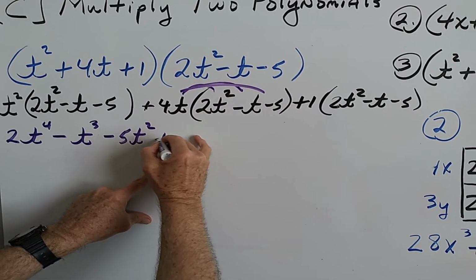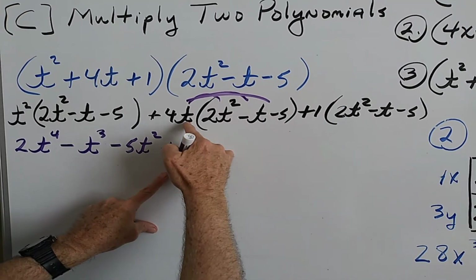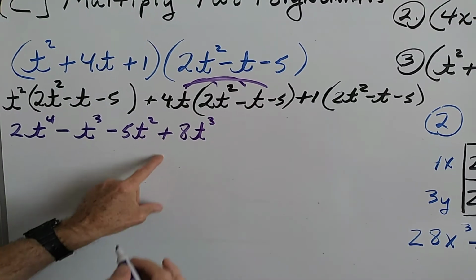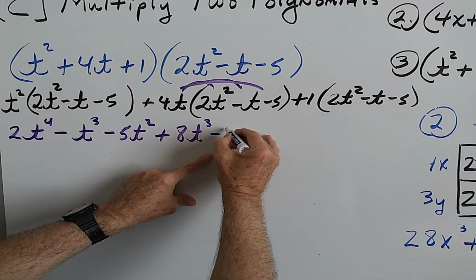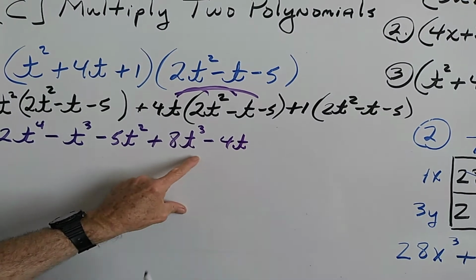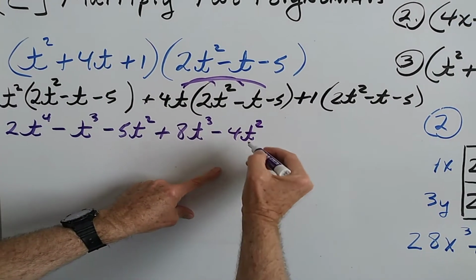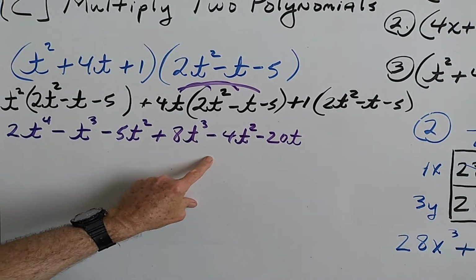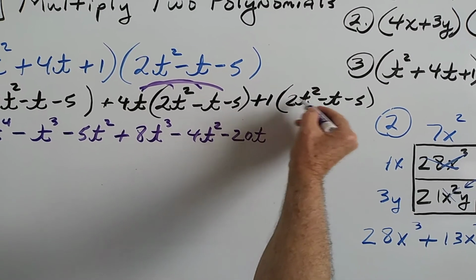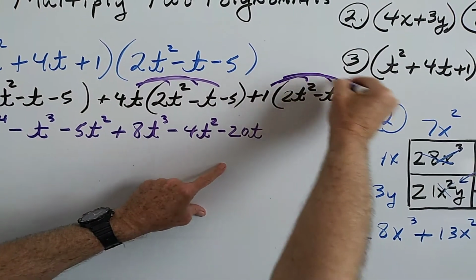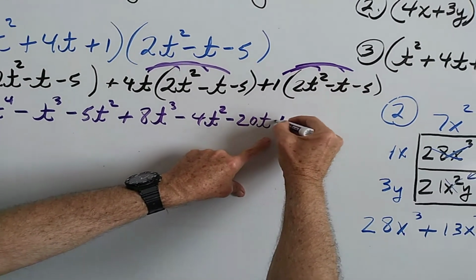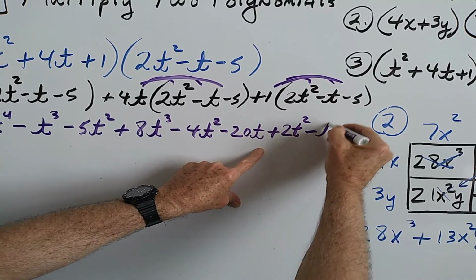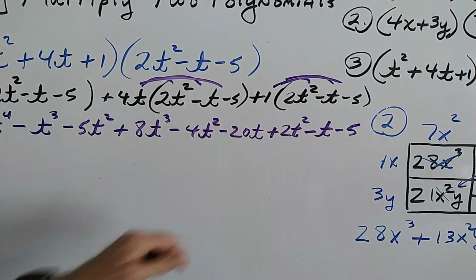Positive times positive, a positive 8. T to the 1 times t to the 2, add them up, t cubed. Positive times negative, a negative 4. Bring down the t, add the exponents, t squared. Positive times negative, a negative 20t. And then positive 1 times each one of these. Well, anything times 1 is going to keep everything the same. So positive 2t squared, negative 1t, negative 5.